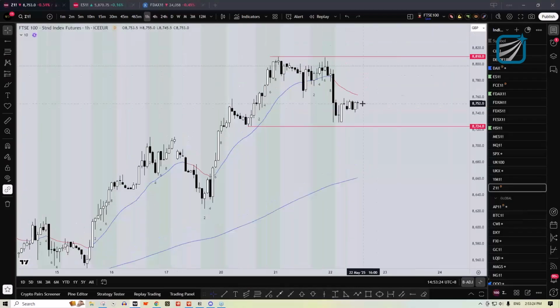But I'd be hesitant to sell too low. Trading ranges often give you signal bars right where you don't want to be doing anything. They give you the bull bar right at the high, they give you the bear bar right at the low.